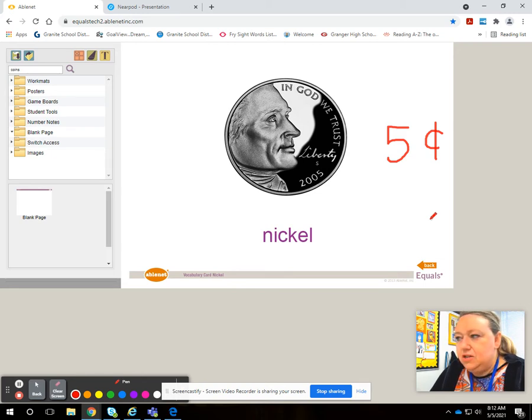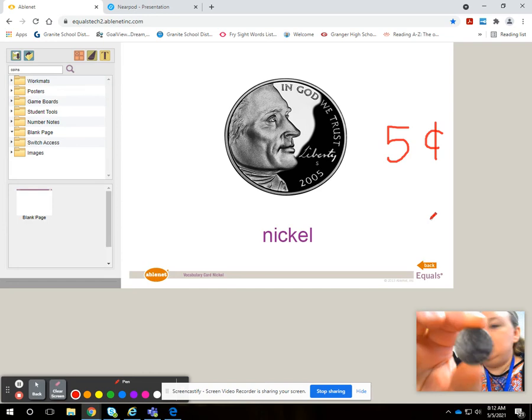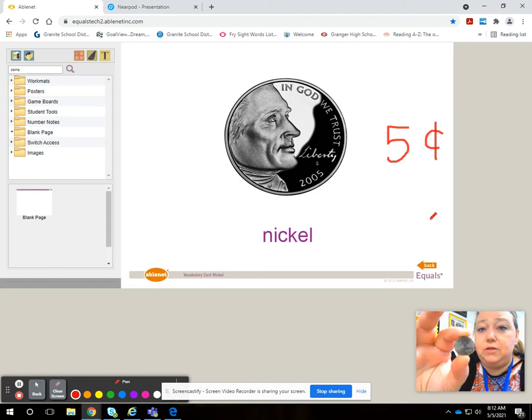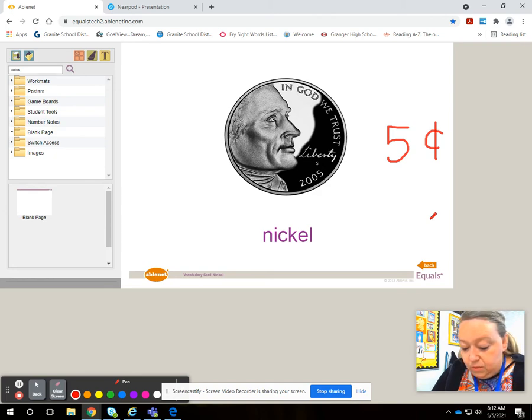Now the nickel changes a little bit from year to year. They've changed the style. So the one here on the board looks a little bit different than this one that I'm going to show you. I don't know if you can see it very well. It has the same guy's picture. This guy is Thomas Jefferson. Thomas Jefferson was one of our early presidents. I can't remember which one he is, but he was a very famous president. So we've put his picture on the nickel.